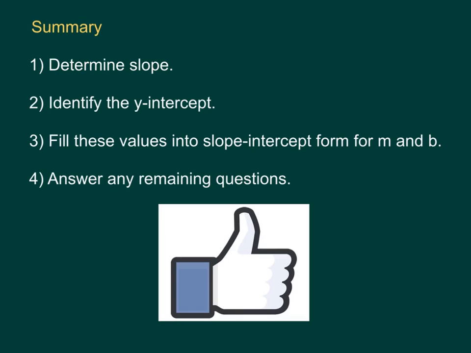So just a quick summary here. First thing you need to do is determine slope. Use either rise over run or the slope formula, or sometimes you'll even be told what slope is. Then you have to identify the y-intercept. Remember, that's when you're crossing the y-axis. That's when x equals 0. Sometimes you'll get that from the graph. Sometimes you'll be given a point. Sometimes you'll be told b. You're going to fill those values into the slope-intercept form for m and b, and then if there's any other remaining questions, answer them. Plug in for x, plug in for y, do whatever you need to do. All right, hope that this makes a lot of sense.